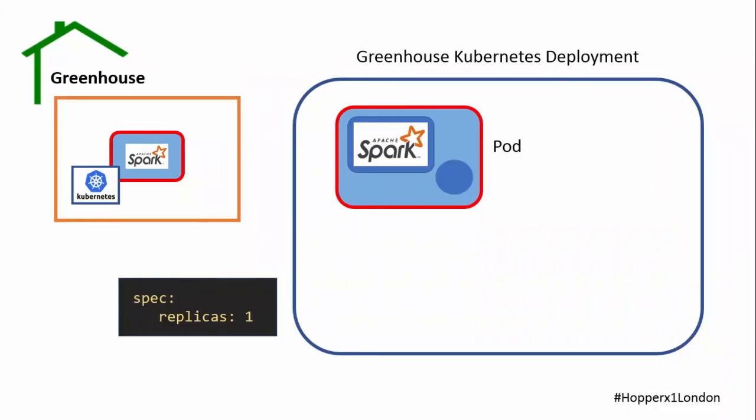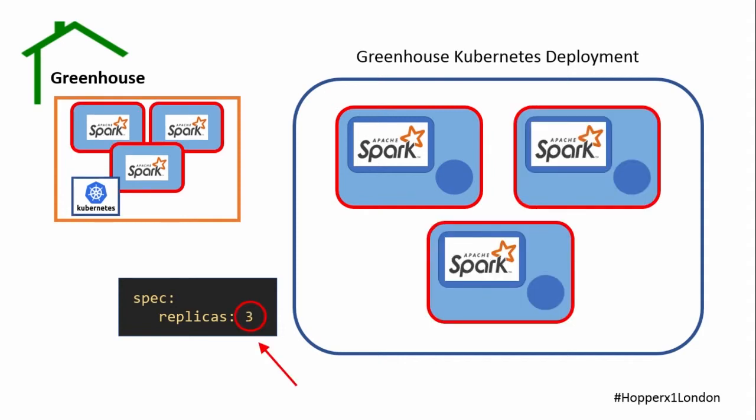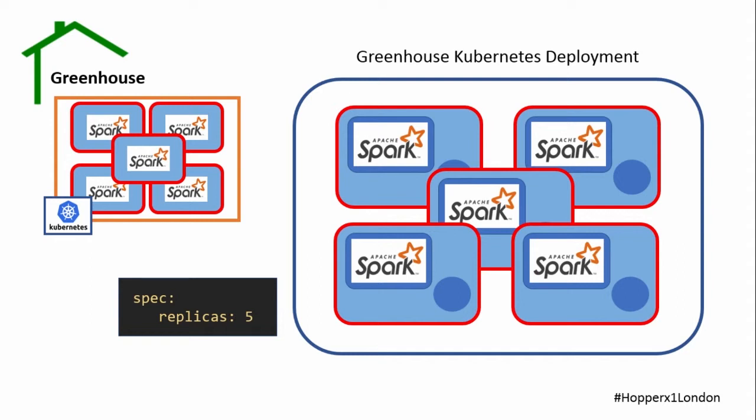So running on Kubernetes makes it easy for us to control how many Spark clusters that we want running to power Greenhouse. In the deployment spec, if we set the replicas to 1, like we have here, then we would have 1 running pod. But if I change the number of replicas to 3, Kubernetes will spin up 2 more identical pods, meaning that I'll have 3 running Spark clusters in my Greenhouse deployment. Similarly, if we scaled the number of replicas to 5, we'd have 5 running pods and 5 Spark clusters as a result. So it seems easy enough, right?